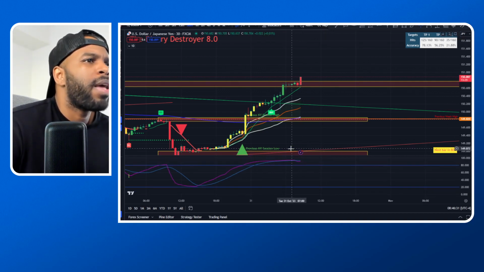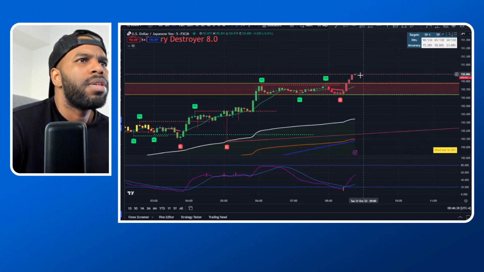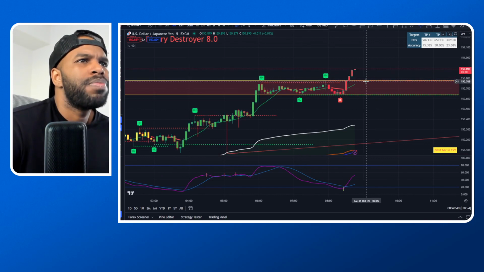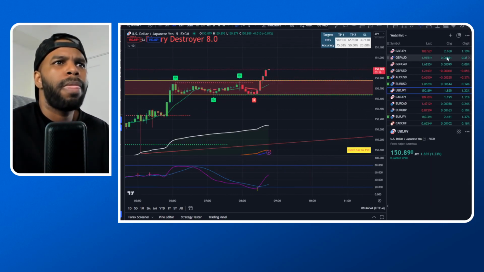But right now, the MACD is overbought on the 30 minute. So you could wait for the retest off of the zone and then continue to go up in the direction.